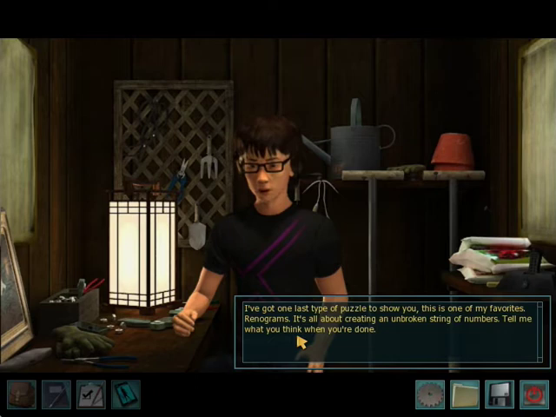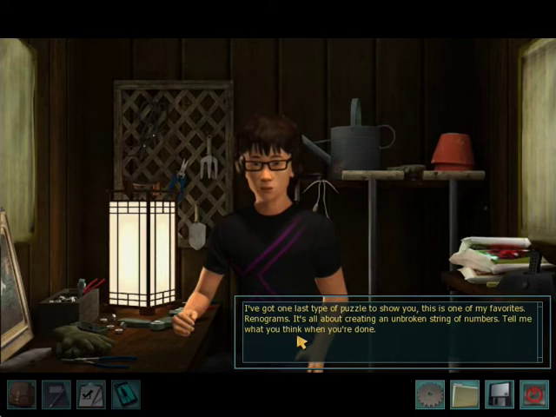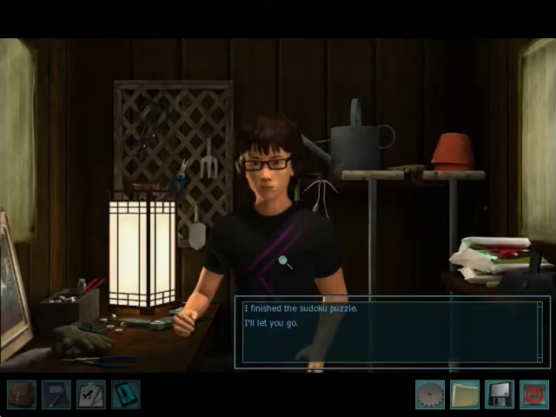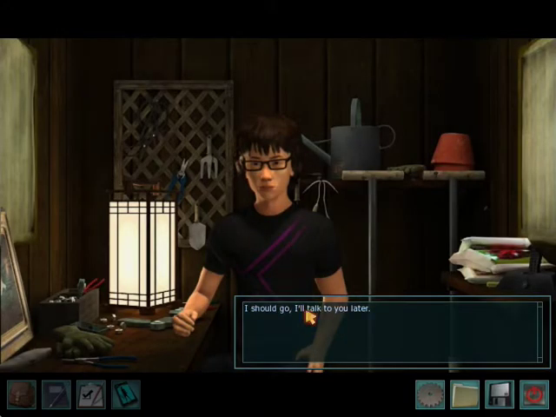I've got one last type of puzzle to show you. This is one of my favorites. Renograms. It's all about creating an unbroken string of numbers. Tell me what you think when you're done. Here you go. Alright, Renograms are a lot of fun, I think. I finished the Sudoku puzzle. Here you go. I should go. I'll talk to you later.